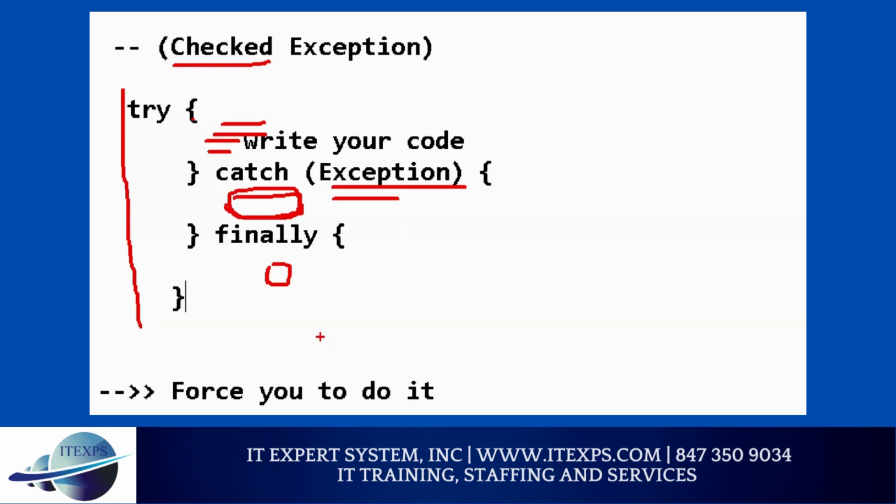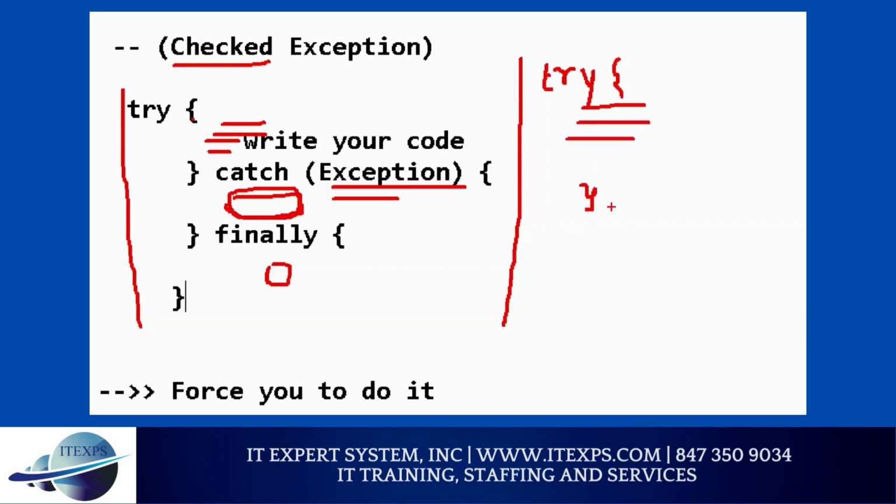The way it works is you may have one try block. Please understand, when you have one try block, you have 2 choices. First question: do you need a try block for a checked exception? Can I do a checked exception without a try block? No, you have to use a try block. You write your code there, but the try block cannot be independent. You have 2 choices: either you handle it with catch or you do finally.